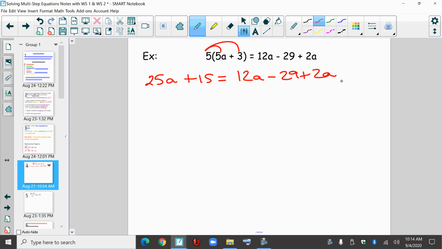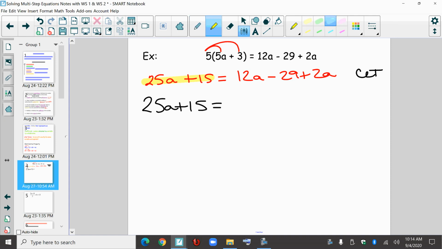So the next thing you're going to do is combine like terms. Combining like terms is super important. So we're going to be on the same side. So do I have any like terms on the left-hand side? There are no like terms on the left-hand side, so I simply drop down the whole left side. The right-hand side, though, there are like terms here and here. 12 apples plus 2 apples is going to give me 14 apples, and then drop down the minus 29.